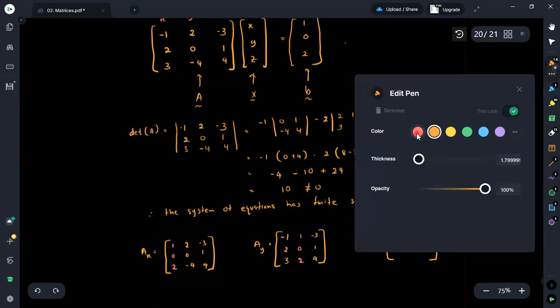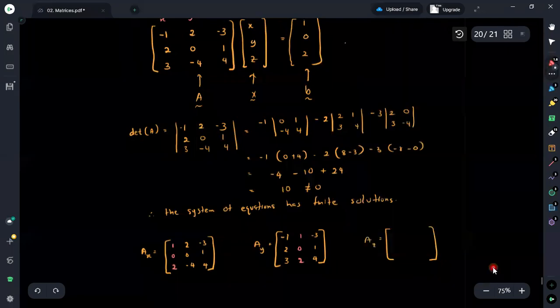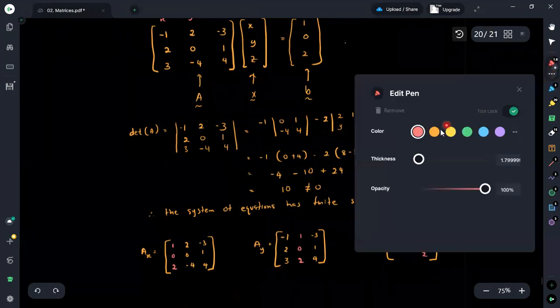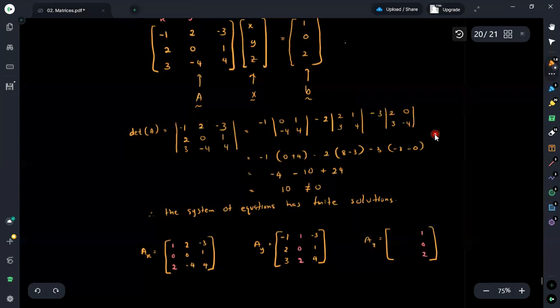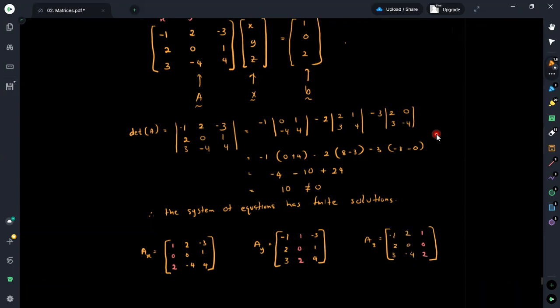Then variable z has to be considered. Here this will become 1, 0, and 2, since we have to replace the values in the third column, and thereafter we can write down the values. The values are minus 1, 2, and 3, then 2, 0, minus 4. Now we have identified the matrices associated with variable x, variable y, and variable z respectively.